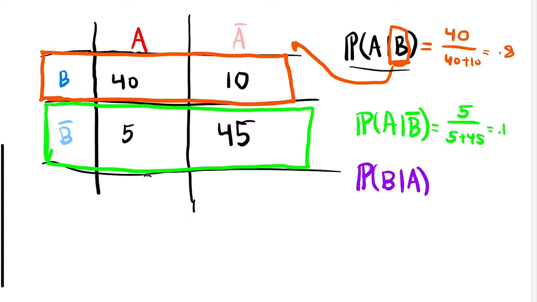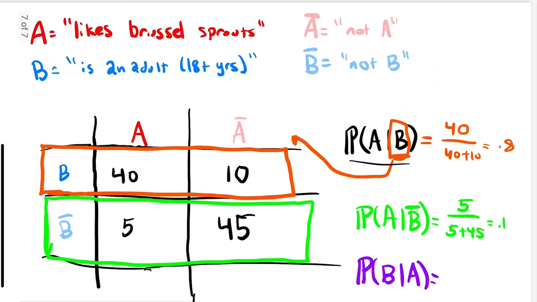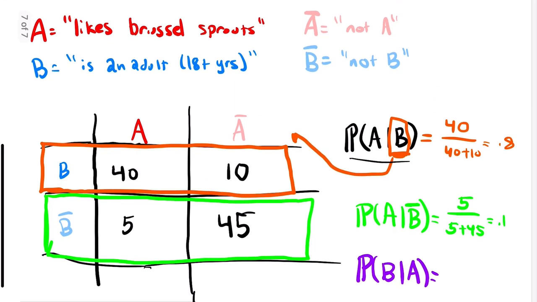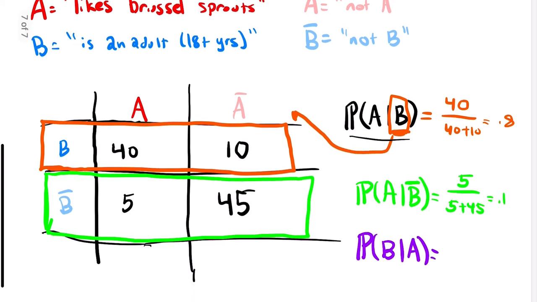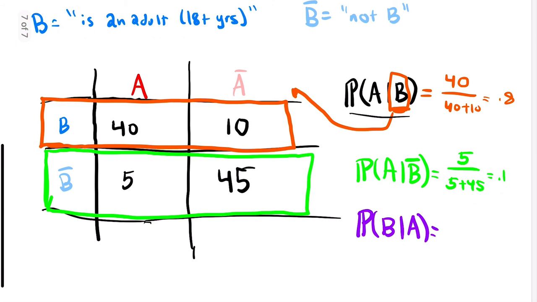You can think about this really quickly. You can pause the video here if you want. Is this bigger than 50%, do you think? Just intuitively. So let's go back up. A means we like Brussels sprouts. B means we're an adult. See if you can reason in your head why this is greater or less than 50% or equal to 50%.